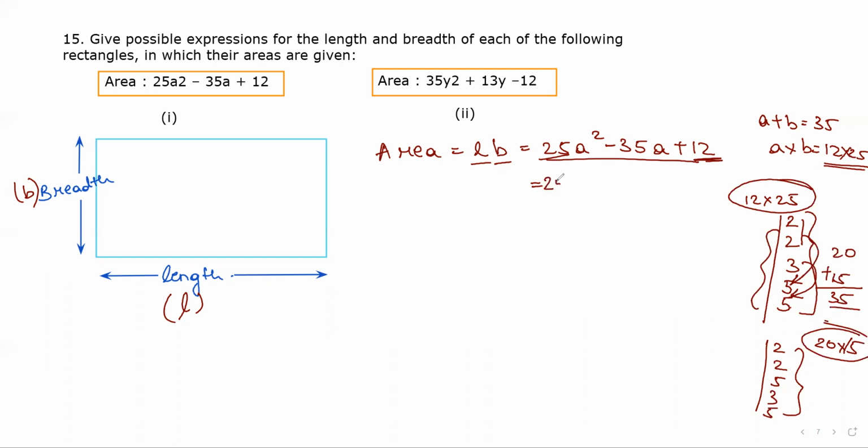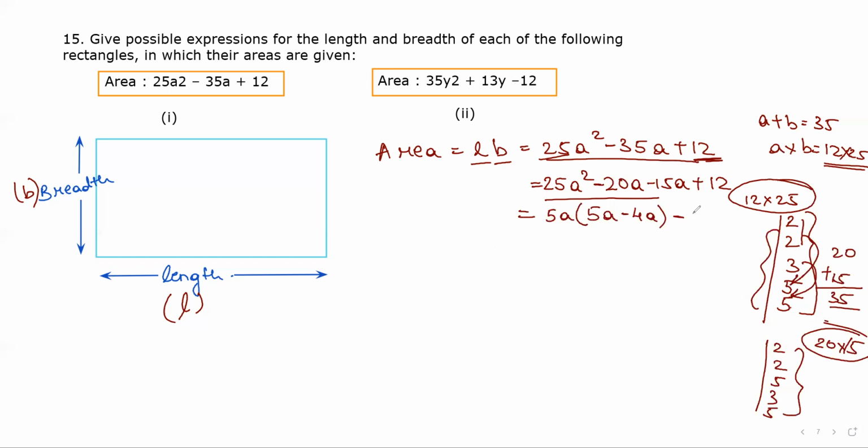So this can be written as 25A square minus 20A minus 15A plus 12. Here you can take something common, 5A common. You'll be left with 5A minus 4.